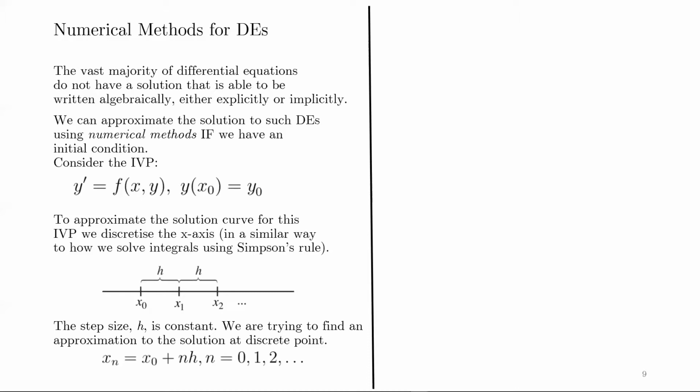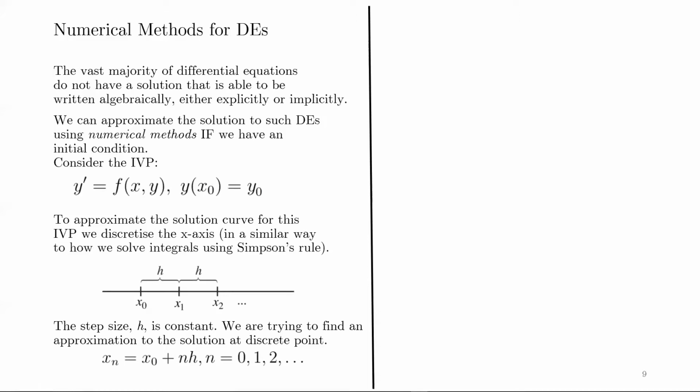Okay, so each of these points can be represented by this equation here. xn, so the nth point along the x-axis, is equal to x0, so our initial point, plus n times that step size h. So n here starts at 0, so when n is 0, we get the initial condition, x0, and n is an integer. Okay, so 0, 1, 2, 3, 4, 5, and so on.